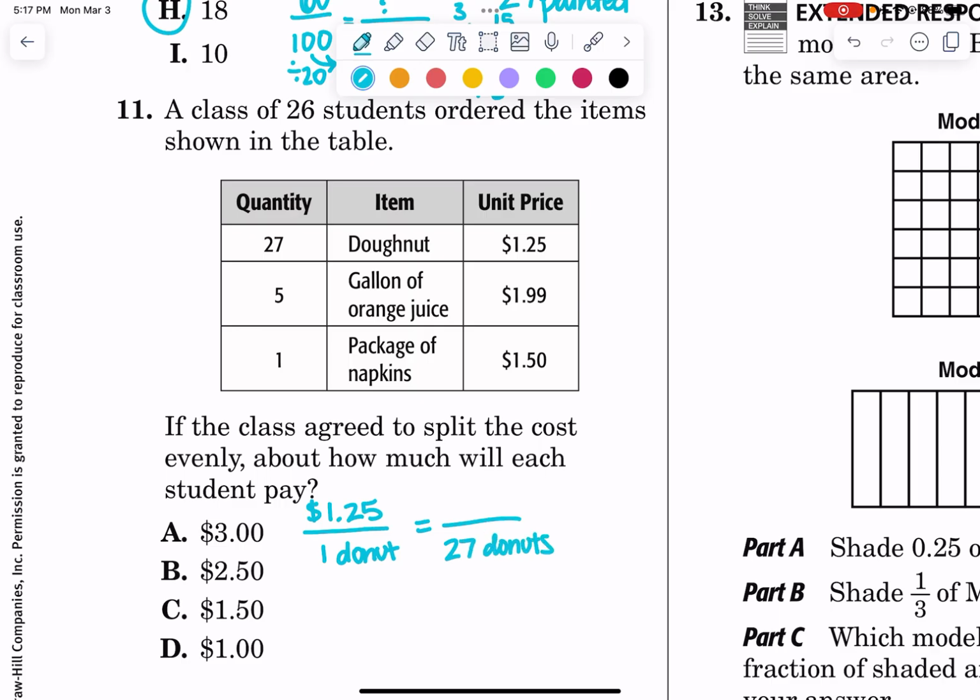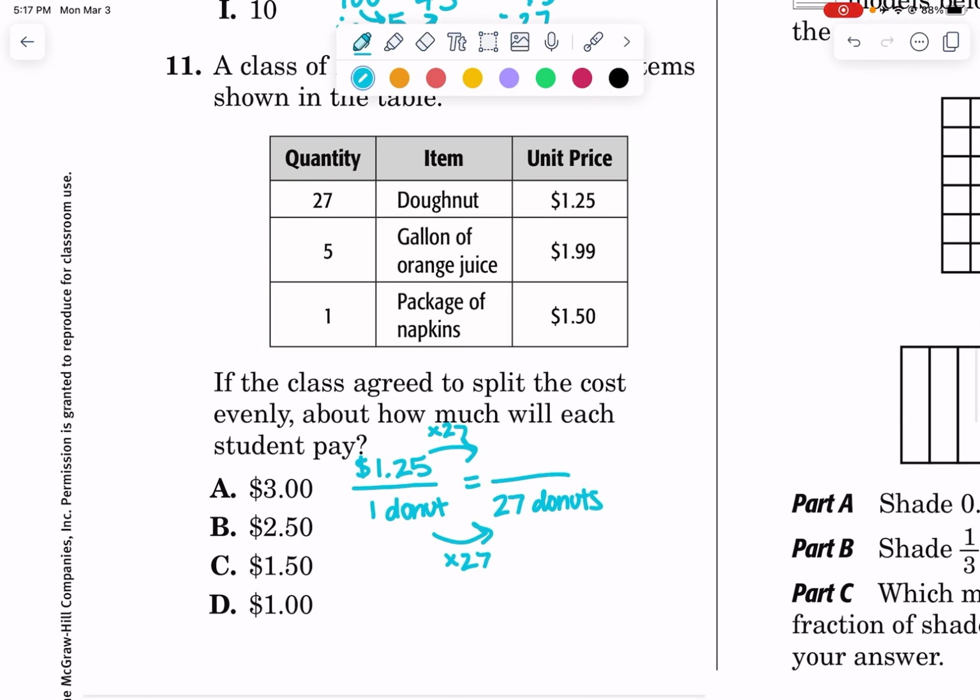Well, how do we make one become 27? We multiply by 27. So we need to do $1.25 times 27 to find the cost of the donuts. I'm going to do that over here. $1.25 times 27. 7 times 5 is 35. 7 times 2 is 14, plus 3 is 17. 7 times 1 is 7, plus 1 is 8. We add a zero because we're doing the second line of multiplying. 2 times 5 is 10. 2 times 2 is 4, plus 1 is 5. 2 times 1 is 2.